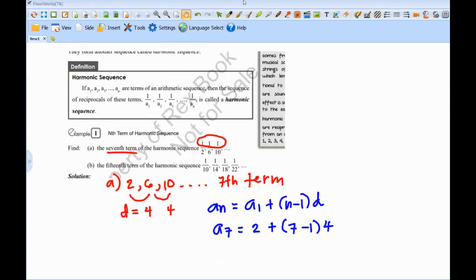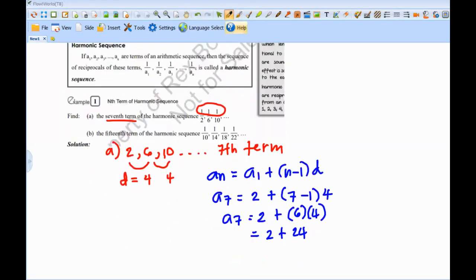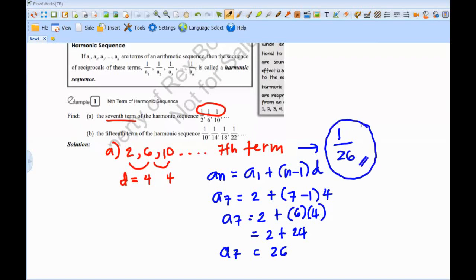So therefore, a sub 7 is equal to 2 plus 7 minus 1, which is 6, times 4. So 2 plus 24, which is equal to 26. So that is a sub 7. Meaning to say that our 7th term here is 1 over 26. So this is the final answer that we are looking for, 1 over 26. Okay?